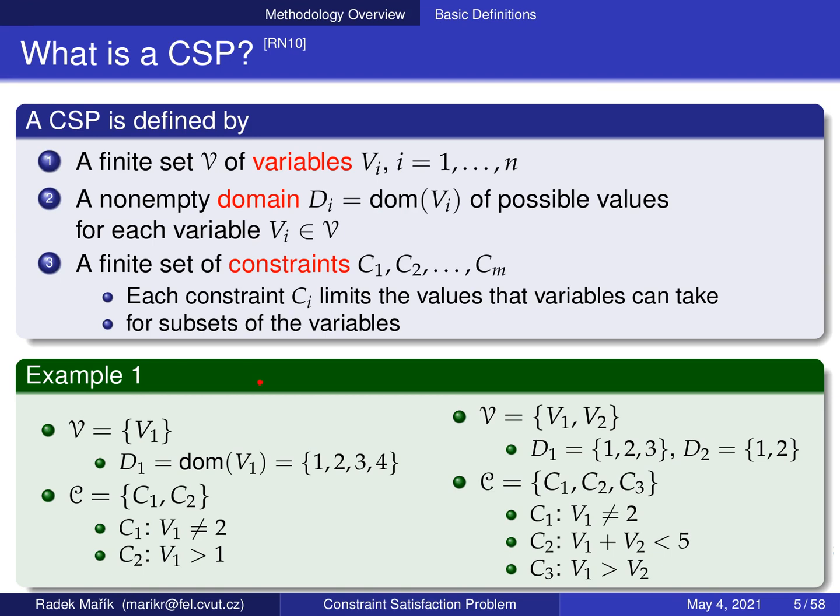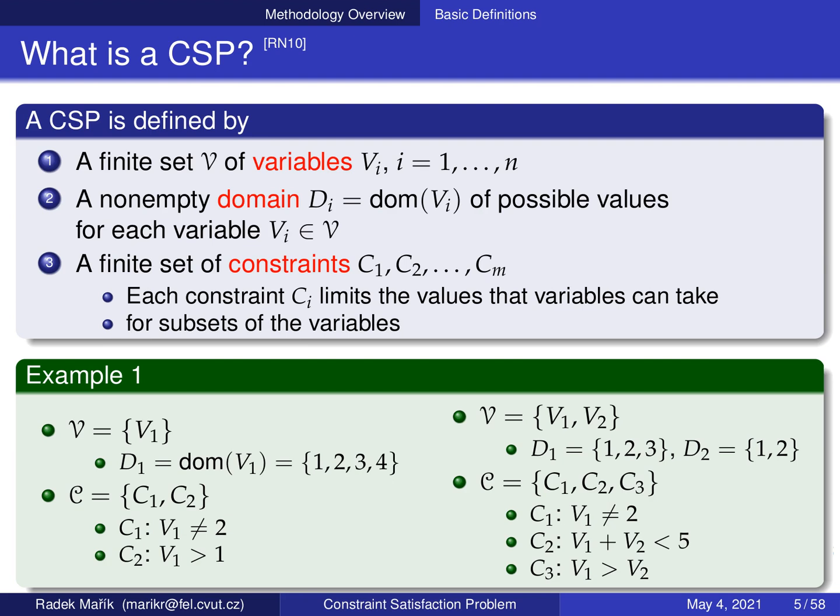Let me give a very simple example. We have a problem containing just one variable, V1, and its domain is the values 1, 2, 3, 4. We have two constraints, C1 and C2. C1 says that the value of variable V1 cannot be 2, and C2 says the V1 value must be higher than 1.